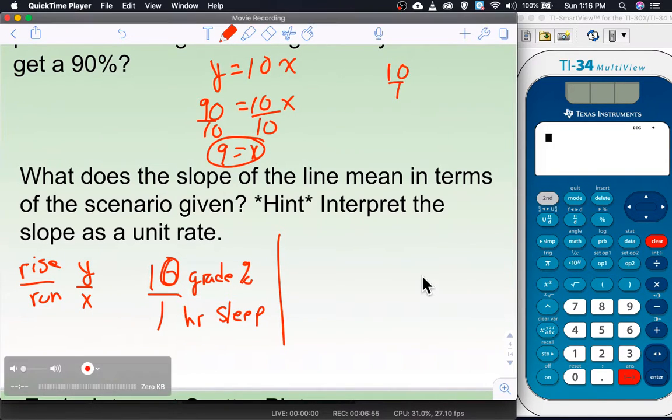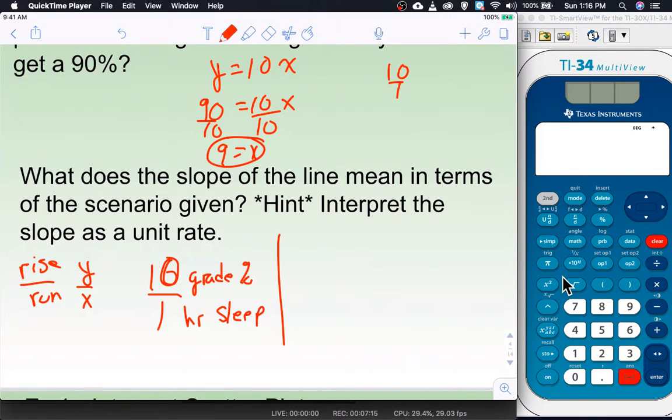So, and I'm not going to write this because you don't need to see me write a sentence, but each 1 hour of sleep you get, or each additional hour of sleep, your grade goes up by 10%. That is what the slope means in this problem. That's what this 10 is representing. Okay. If you want to pause the video and rewind that to write yourself down an answer, you can do that. I'm not going to write this though.